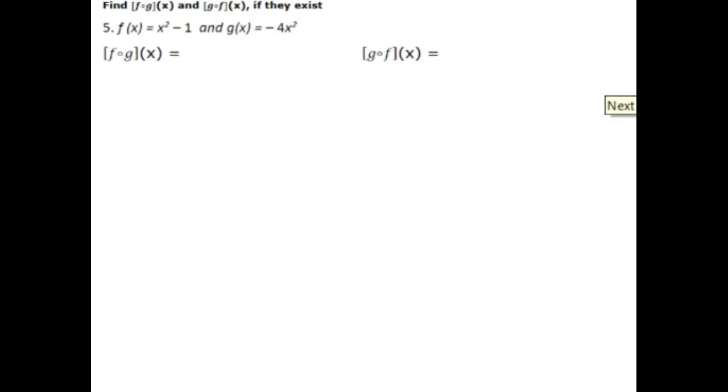Please look at problem number 5 with me. Now you see on problem number 5 it has a circle there in the middle. Does that mean the same thing as problem number 1? Is that the same? Problem number 1 has a dot. This has a circle. Is that the same? No. This open circle means a composite. If it looks like it spells the word fog, it's a composite. That little closed dot in problem number 1 means multiply.